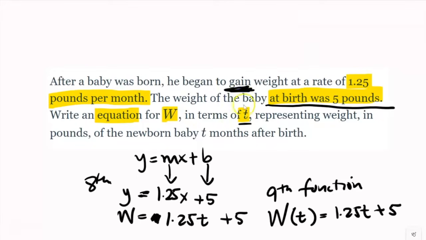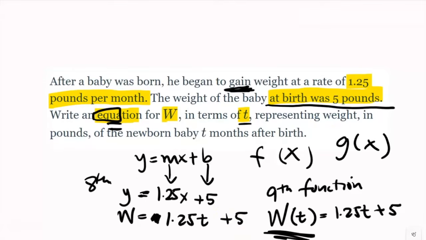So again, I'm just giving you the different representations. If they ask for an equation, you're going to look at W equals 1.5t plus 5. If they ask for a function, it has the parentheses part: f of x, g of x, W of t. The letters don't matter, you just need the parentheses. I think you should be good with the 2 examples.